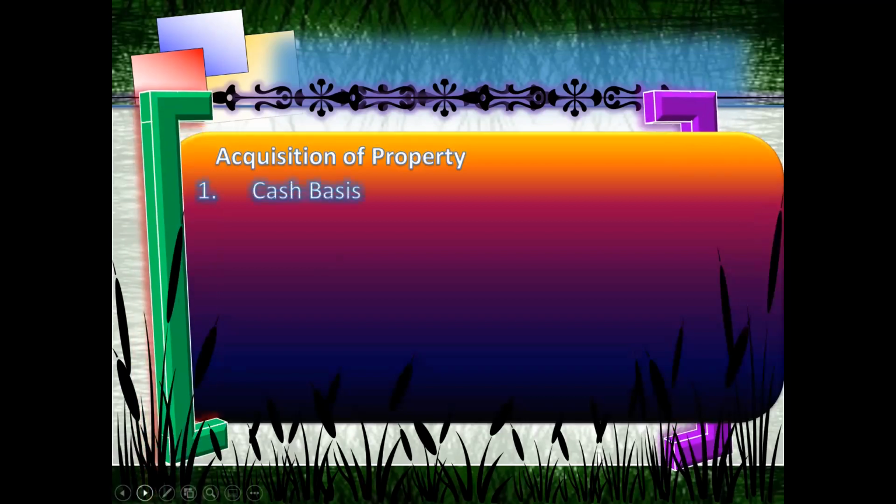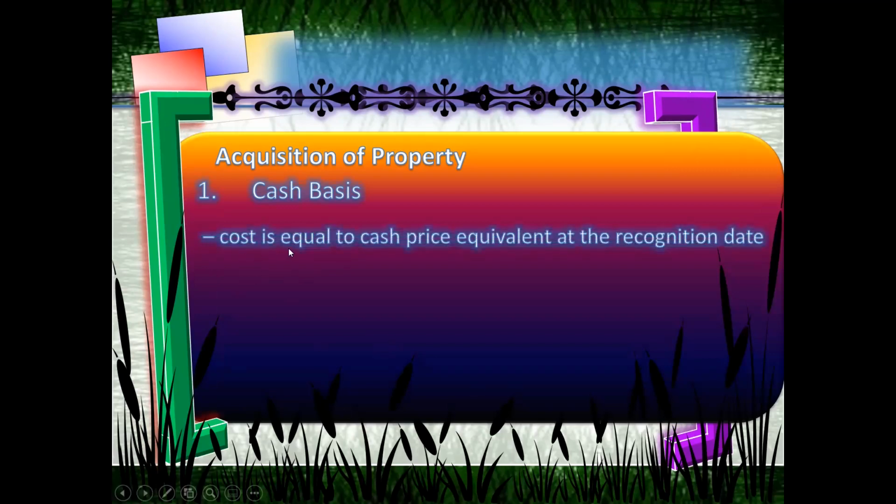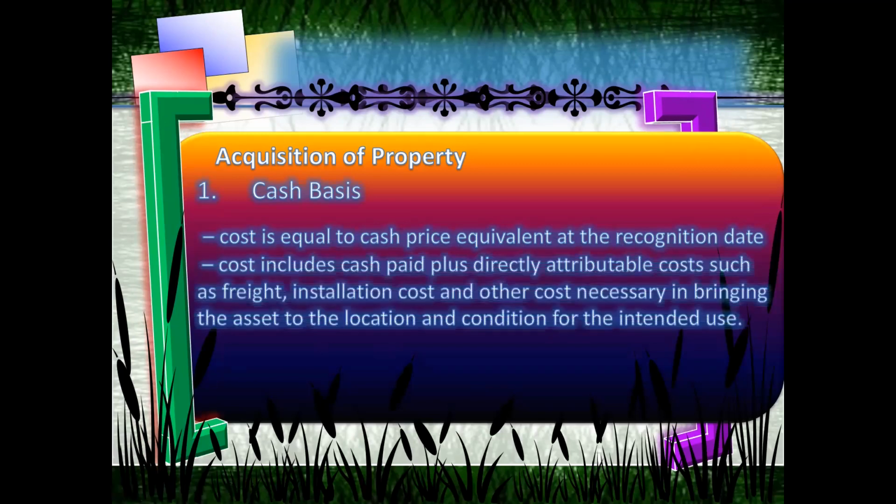Okay, so first is the cash basis. We want to establish how much the cost is for cash basis. For cash basis, class, the cost is equal to the cash price equivalent at the recognition date. So take note, cash price equivalent is our cost. The cost includes the cash paid plus directly attributable costs such as freight, installation costs, and other costs necessary in bringing the asset to the location and condition for the intended use. So that is for cash basis.